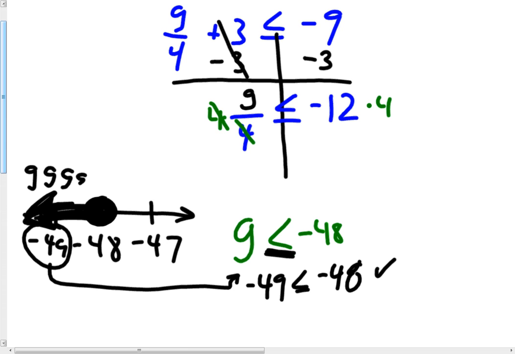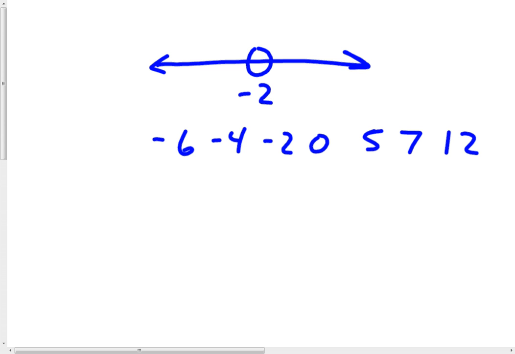I'm jumping to number 10. Go to number 10. They're showing you a problem that's already been done. You've got a circle and you've got an arrow.